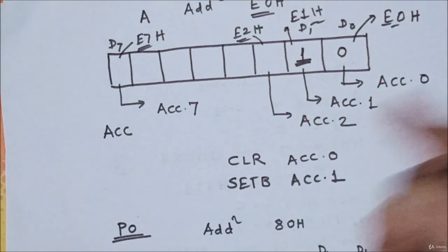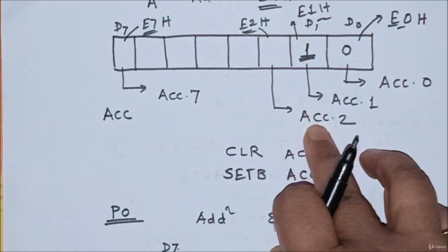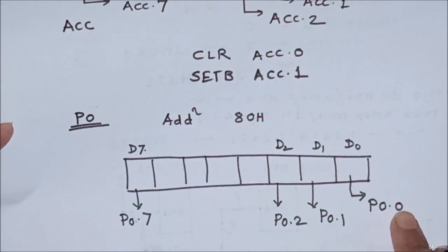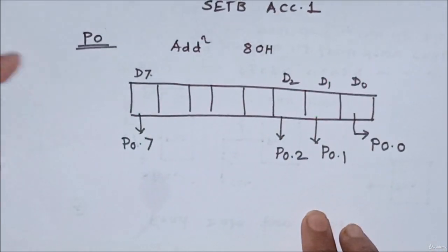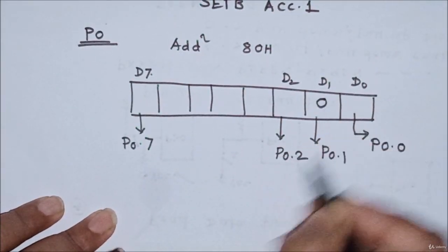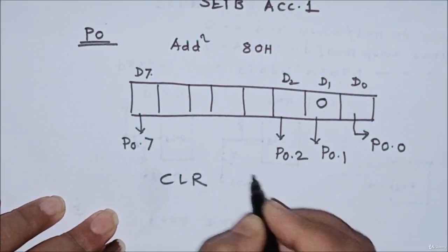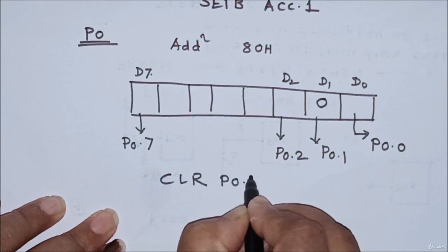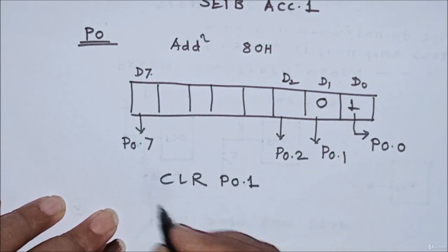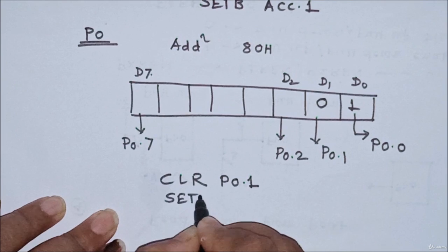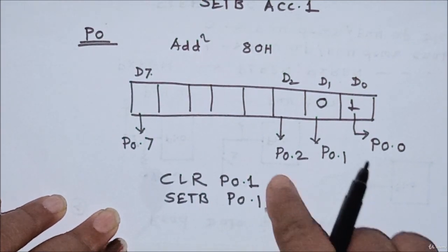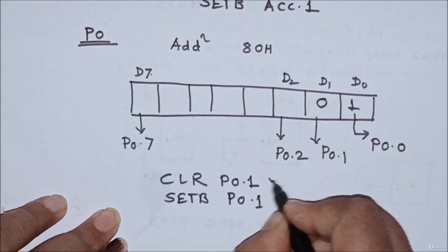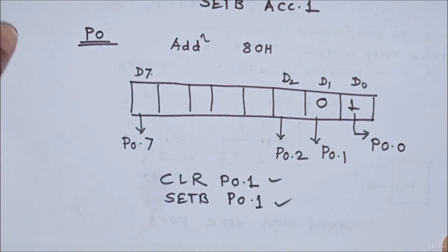Only for accumulator, this new name ACC is used. For all other registers, we can use the name of the register and a dot and the position of that particular bit. So here also, suppose I want to clear this bit, we can use the bitwise instruction CLR P0.1. To set one particular bit, we can use the instruction SETB P0.1. So these individual bits we can set or reset using these instructions.